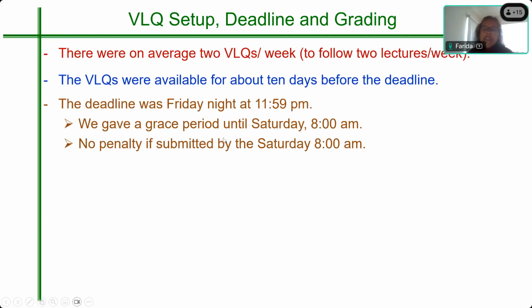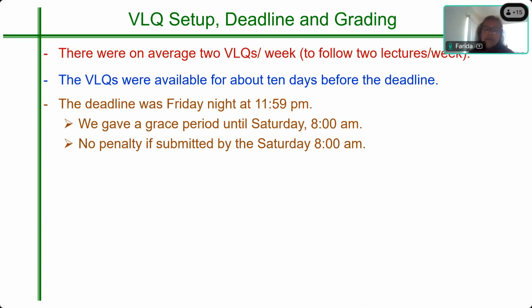we do give them a grace period. The grace period is Saturday, 8 a.m., because there could be all kinds of things that can happen at night. I don't want them to say that it passed by the time they submitted, it went beyond midnight. So we don't do anything until Saturday, 8 a.m. After that, the penalty kicks in.